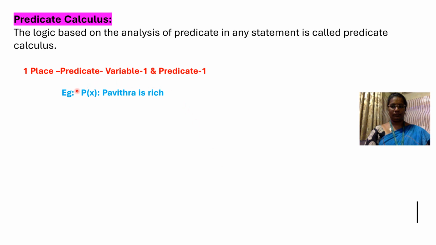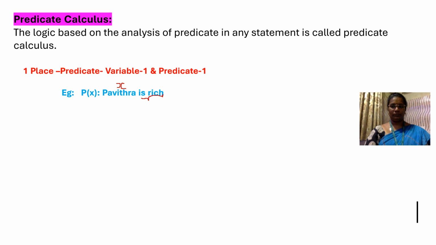So let us look into an example, P of x. So here there is one variable x and it is Pavitra is rich. So when I say Pavitra is rich, here you would look that Pavitra is nothing but the variable x and "is rich" is nothing but the predicate. So you would understand that this is nothing but your one place predicate example.